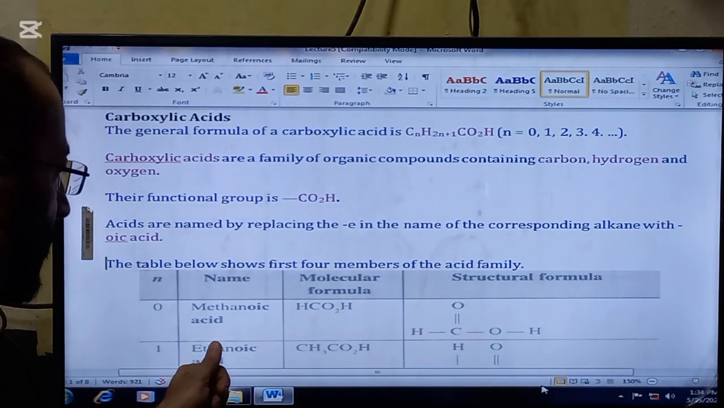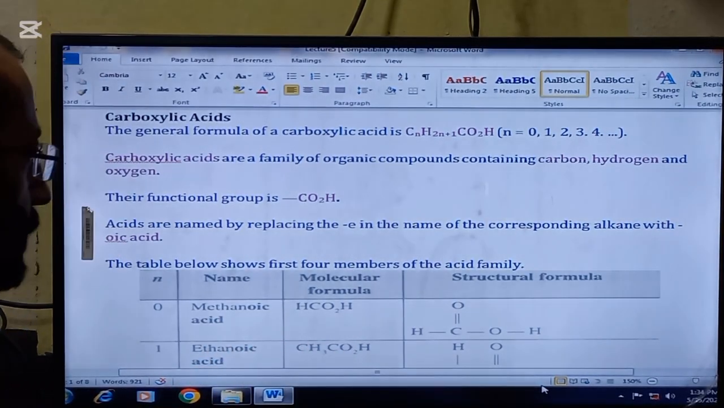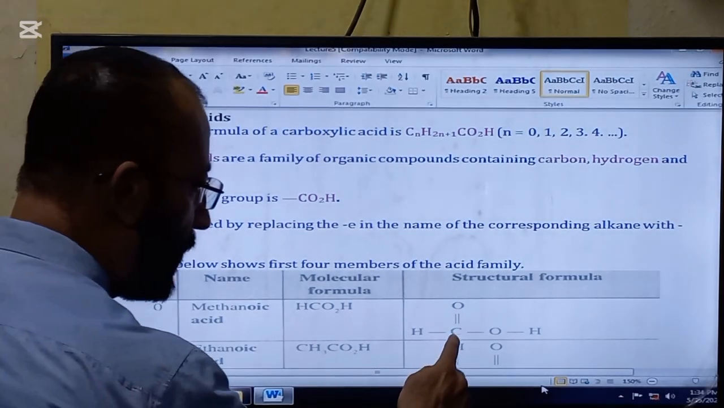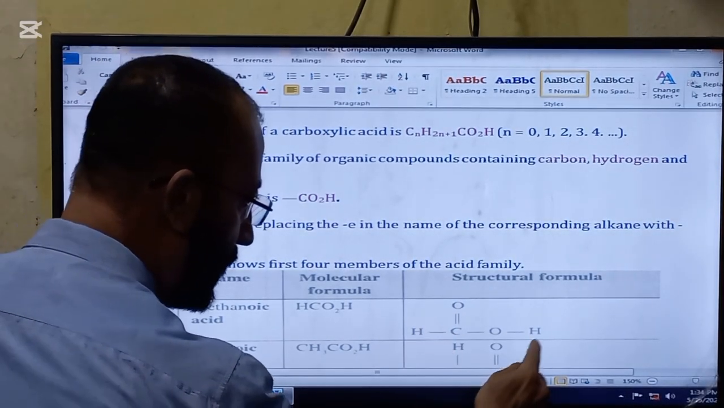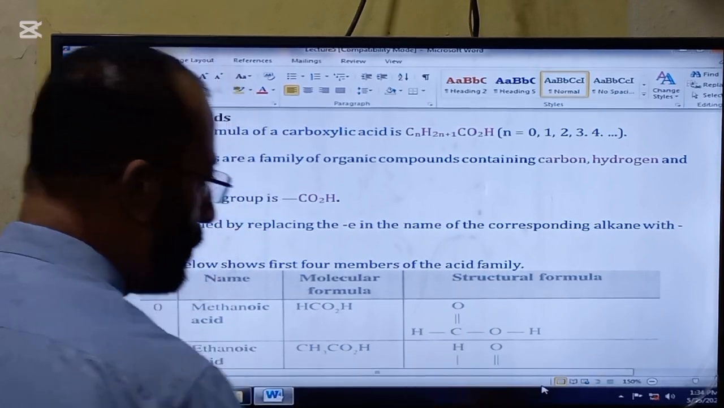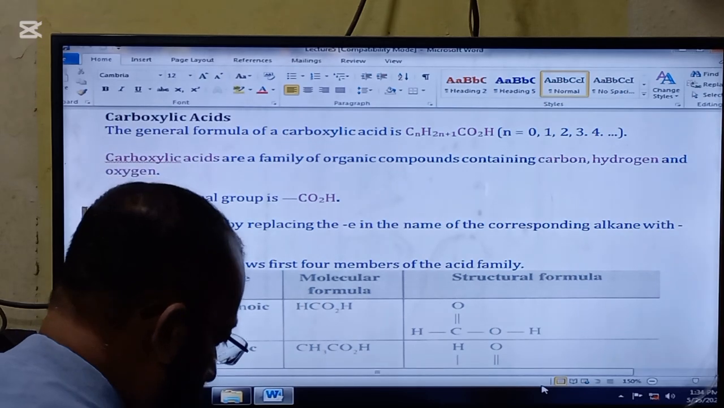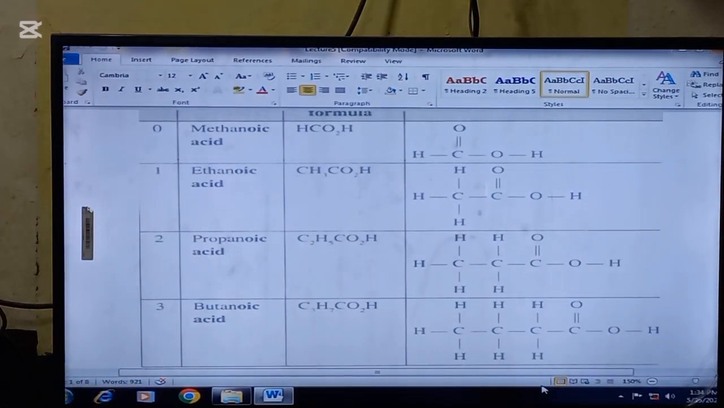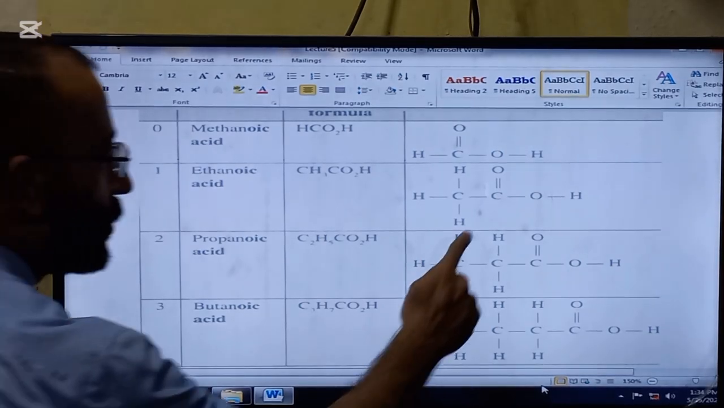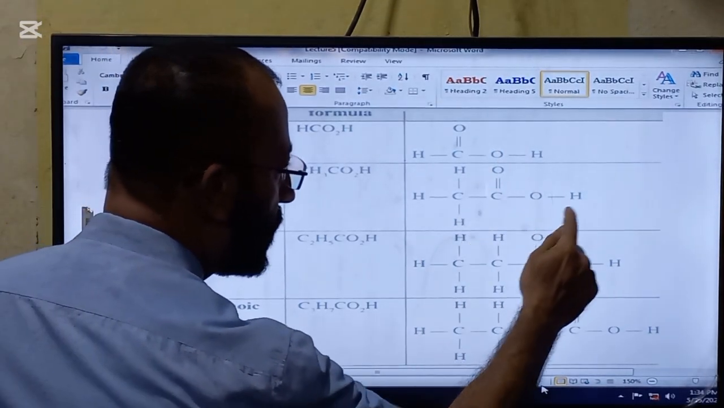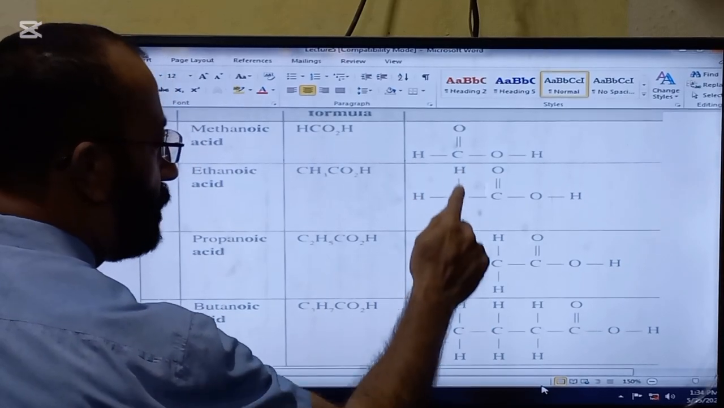First is methanoic acid. Formula is HCOOH. So this is the functional group, COOH. Ethanoic acid. Formula is CH3COOH. So COOH, this is the functional group. And this is C, a single bond will be there.